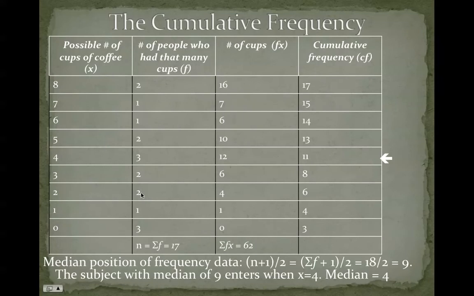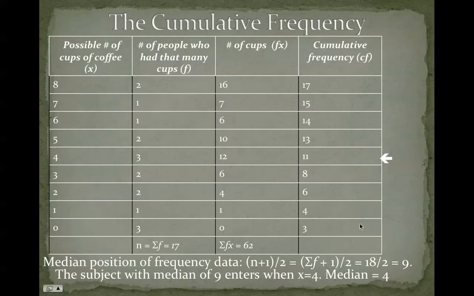And lastly, if you wanted to calculate the median position of frequency data, all you're taking is the sample size plus 1 divided by 2, and that's the median position. And in this case, the sample size is 17, right? Sum of f is 17. So 17 plus 1 is 18, and divided by 2 is 9. So for frequency data, when you have set up the table just like this, I know my median position is 9, but I need to know the median value.